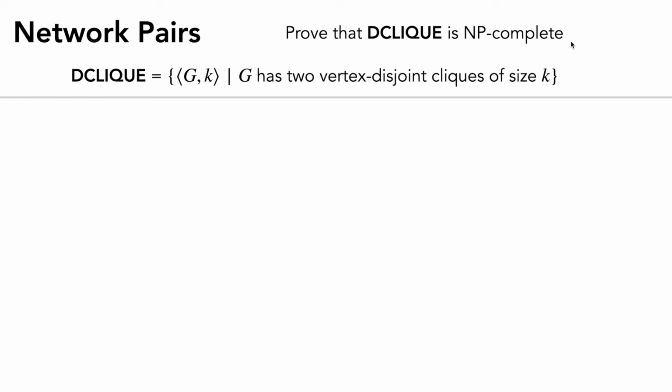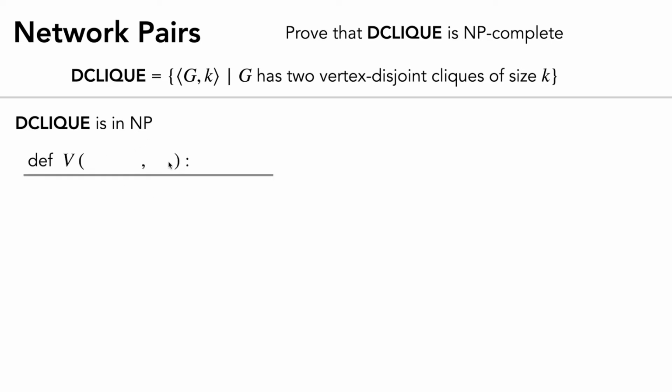Remember, to prove that something is NP-complete, we need to show that it is in NP and that it is NP-hard. Let's start with the first part and show that d-clique is in NP. To do this, we need to define a verifier V that takes in two things as input. The first is whatever the type of d-clique is, in this case G, k. The second is another string u, which we call our certificate.